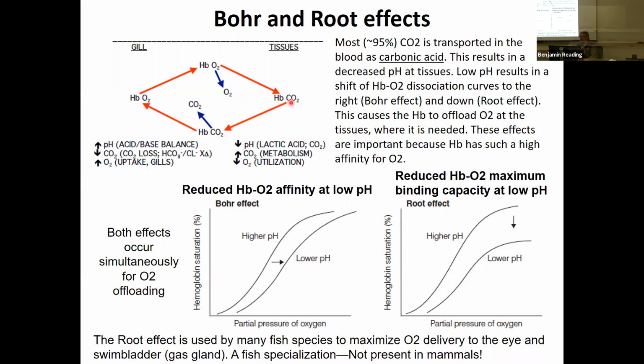This carbon dioxide, as I said, easily dissolves into solution to create carbonic acid. In fact, 95% of carbon dioxide transported in your blood is in the form of carbonic acid. It's in the blood plasma, it's in the cellular tissues, it's in the cytoplasm, it's in all your body fluids. That means the pH at the tissue is lower than the pH here.